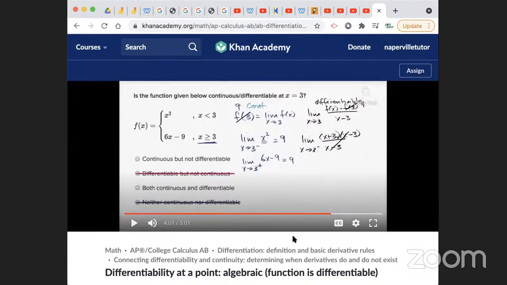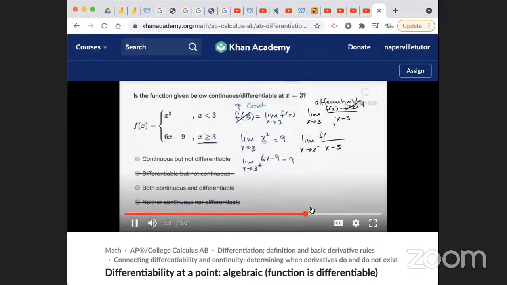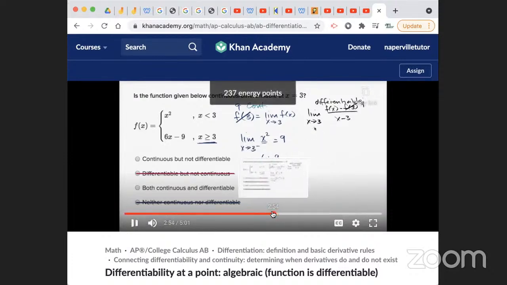Hold on, I'm trying to think of what he's trying to say. He's saying he's going from the left, so he's using x squared. But why is he writing x plus 3? I'm actually confused at what he's trying to do here. Yeah, same here. I was confused when he started doing the fractions.